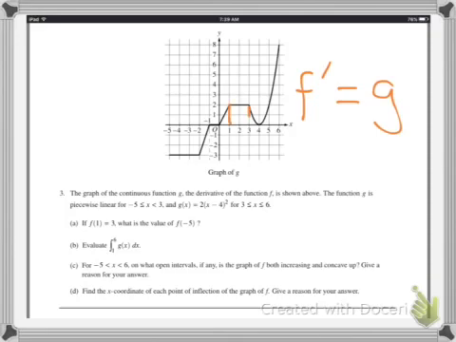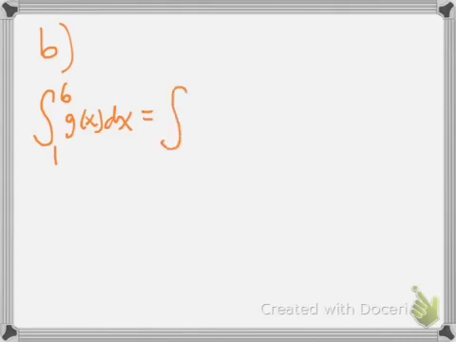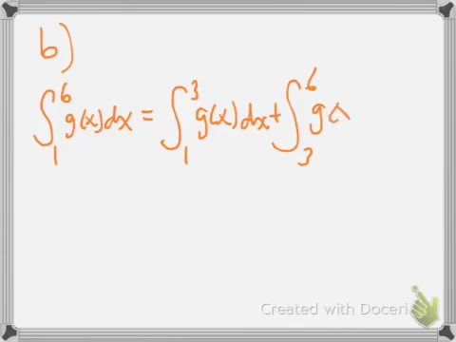So from 1 to 3, we have this rectangle. From 3 to 6, we have the parabola. And so they want you to demonstrate your knowledge of being able to separate this integral into two smaller integrals. So we're going to go from 1 to 6 of g of x dx. And so we're going to break this down into the integral from 1 to 3 of g of x dx, plus the integral from 3 to 6 of g of x dx.